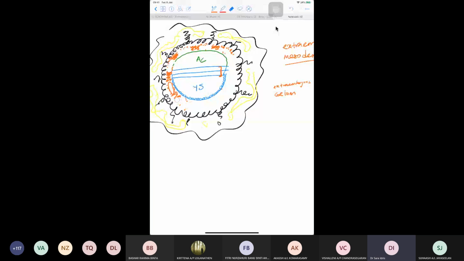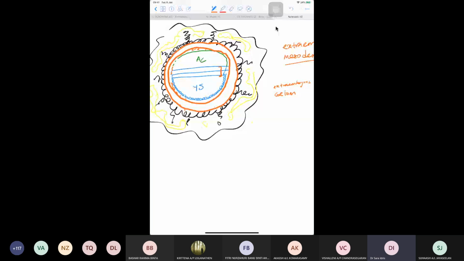So now it doesn't look like this anymore. Now you have a layer on the inside and another layer on the outside, because it's been separated by the cavity, by the coelom, and the coelom has come together and has obliterated the middle part.